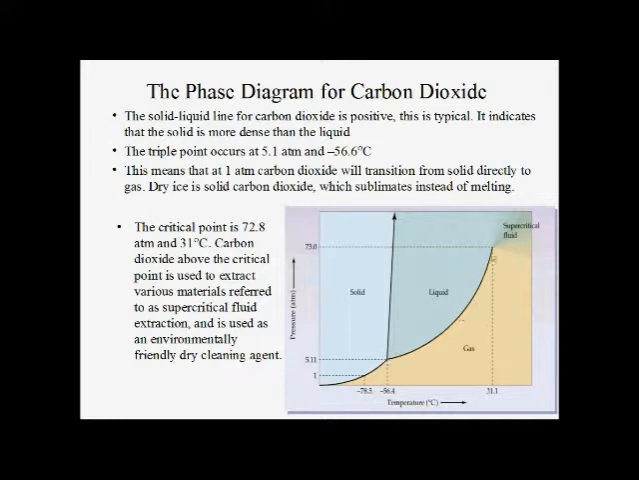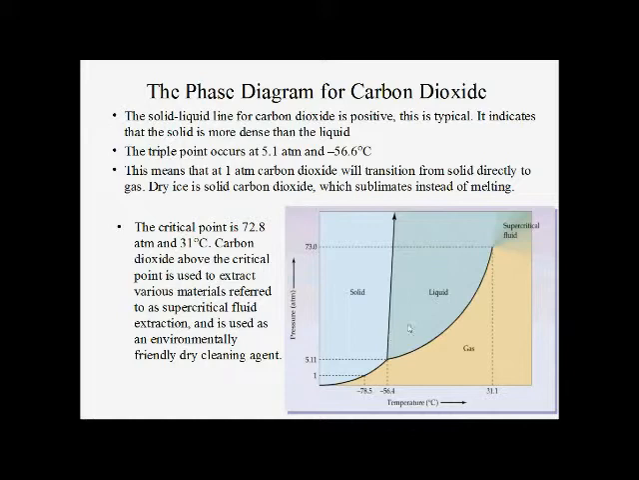The line between liquid and gas ends up here at 73 atmospheres and 31.1 degrees Celsius. So to get into the supercritical fluid range, which has interesting solvent properties that we can use, we have to be above 73 atmospheres and above 31 degrees Celsius.